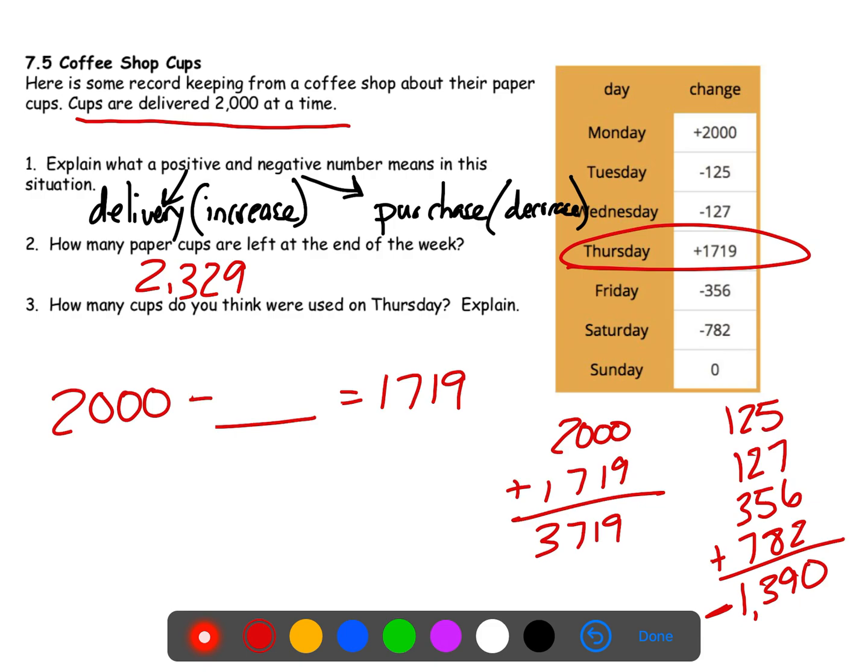All right, we can rearrange that problem. We could actually rearrange it to subtract this from the delivery amount, and that would tell us that 281 cups were used on Thursday.